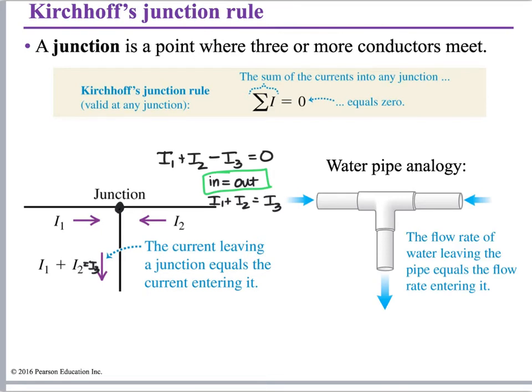The basic idea of the junction rule can be related to the analogy of a water pipe, basically saying whatever water comes into a particular junction has to come out. So that's another way of looking at it.